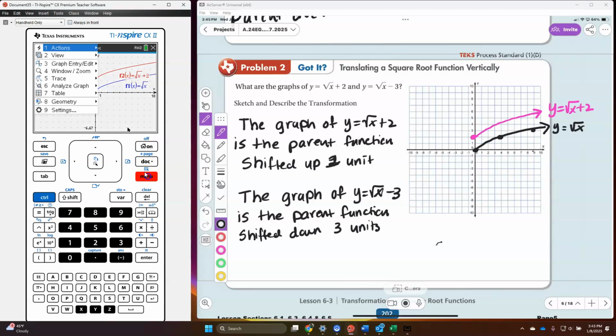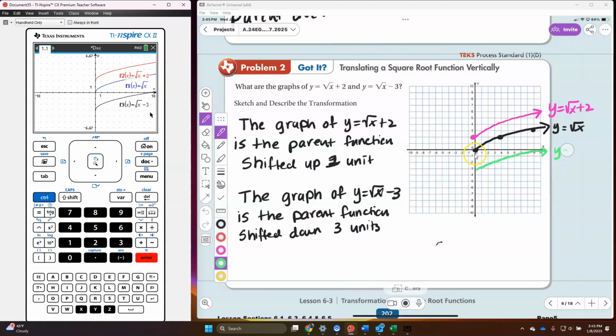So if I go to my calculator, I have the square root of x, and then I have minus 3, right? So you notice that the function goes down. So it is y equals square root of x minus 3. So it's the parent function moved down 3 units.